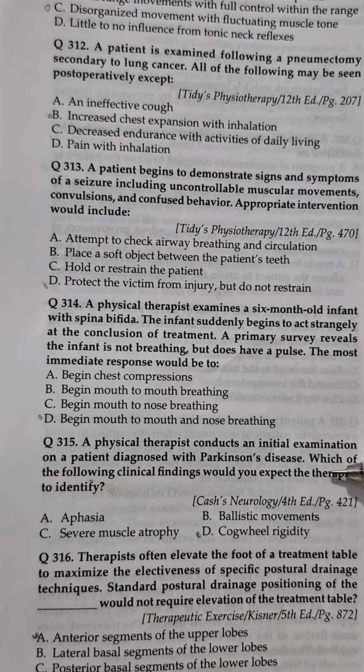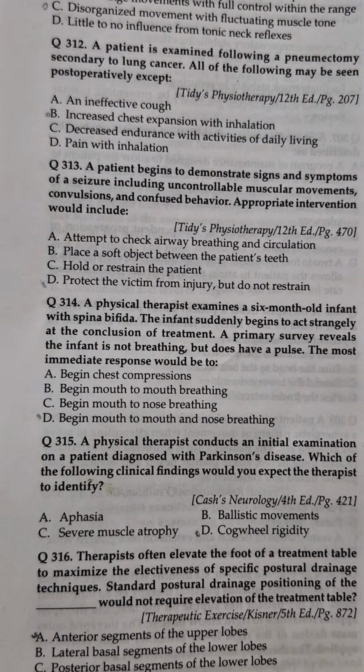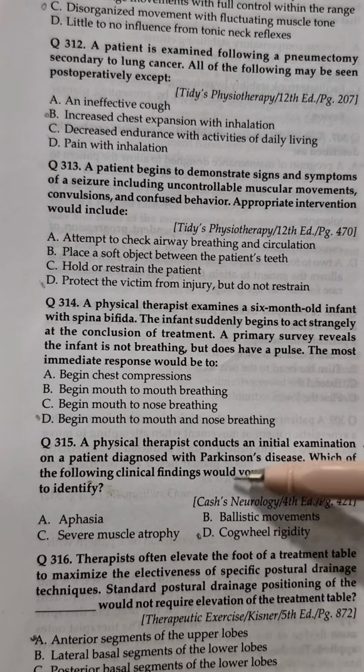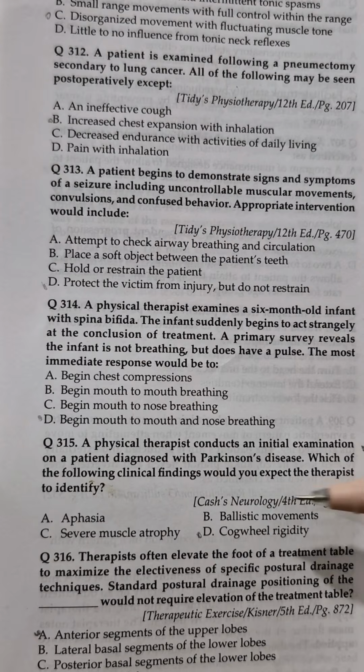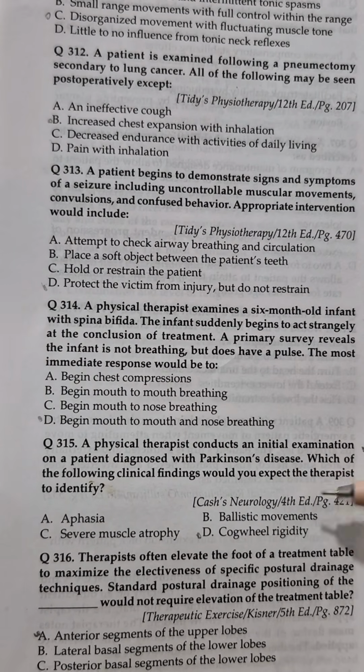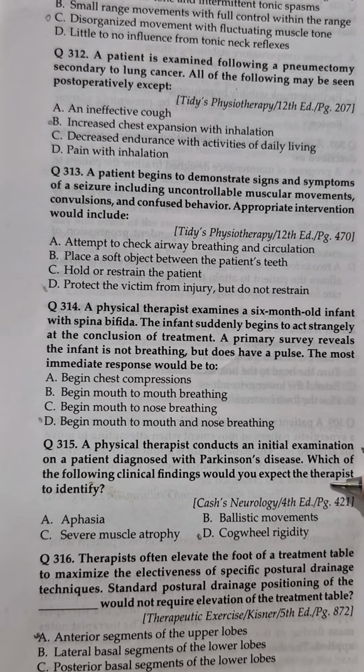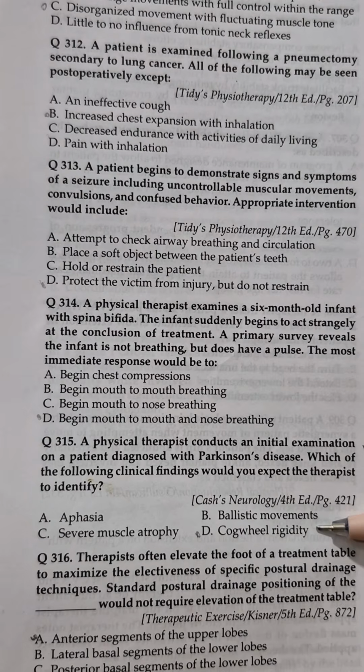A physical therapist conducts an initial examination on a patient diagnosed with Parkinson's disease. Which of the following clinical findings would you expect the therapist to identify? Answer, cogwheel rigidity.